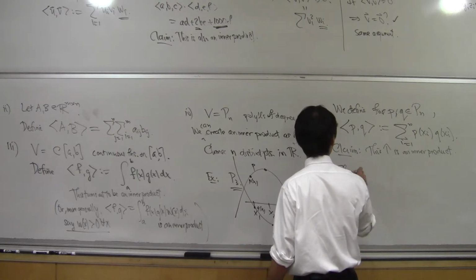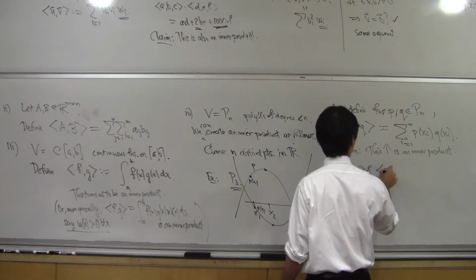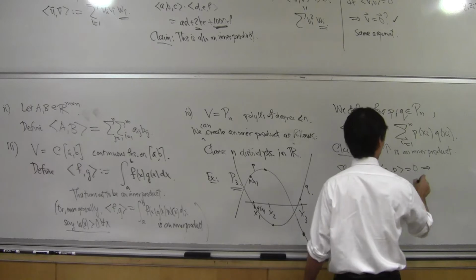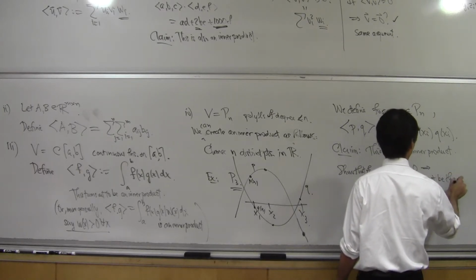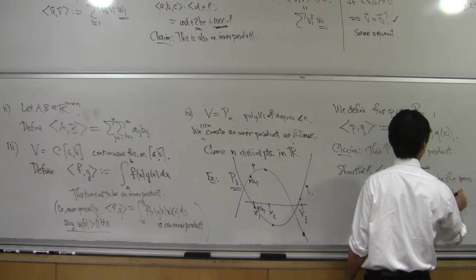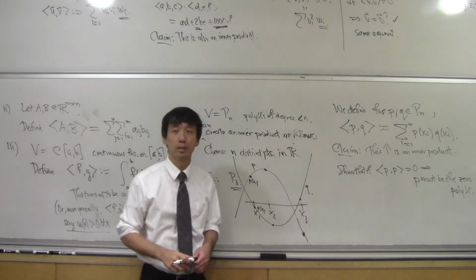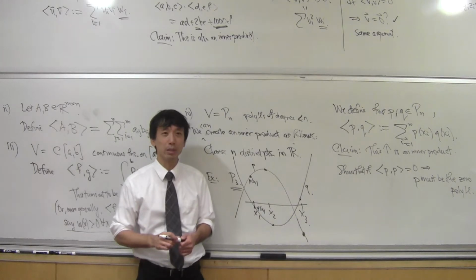Show that if P against P equals 0, then P must be the zero vector, in other words, the zero polynomial. Suppose you know that the inner product of P against P is 0. Then P must be the zero polynomial.